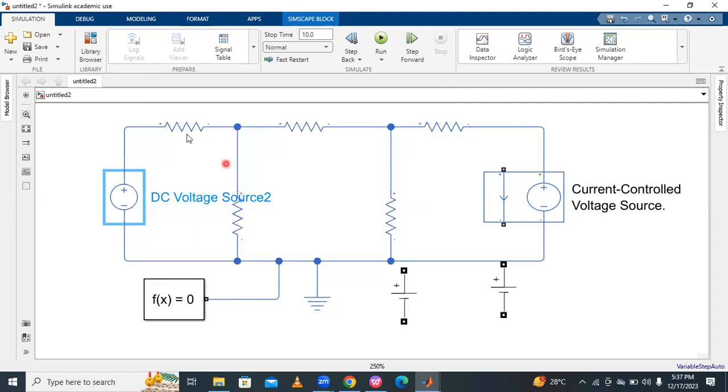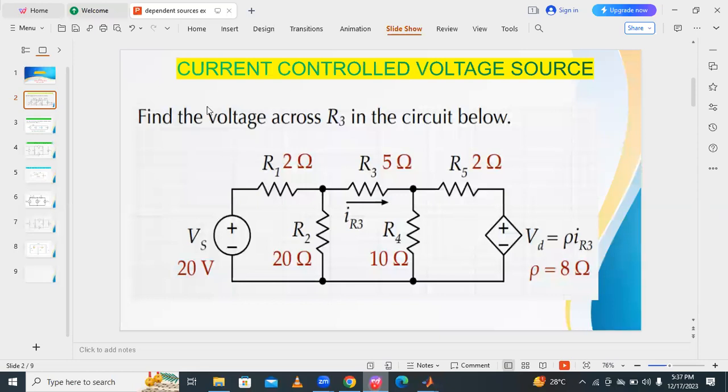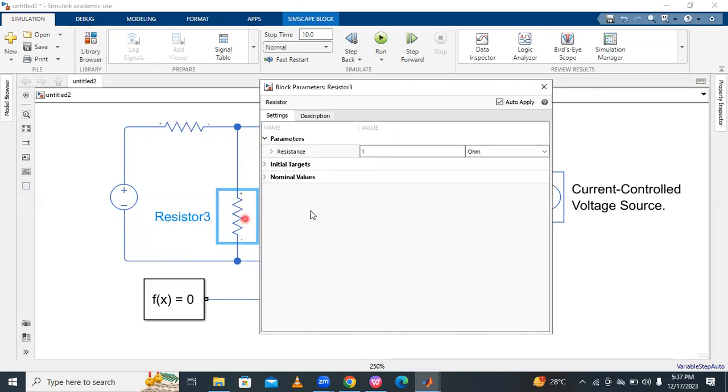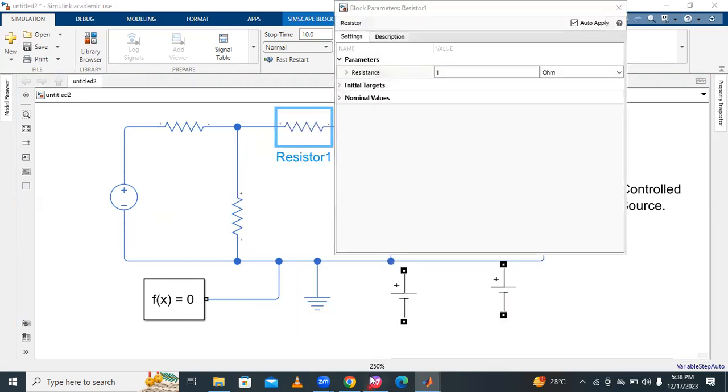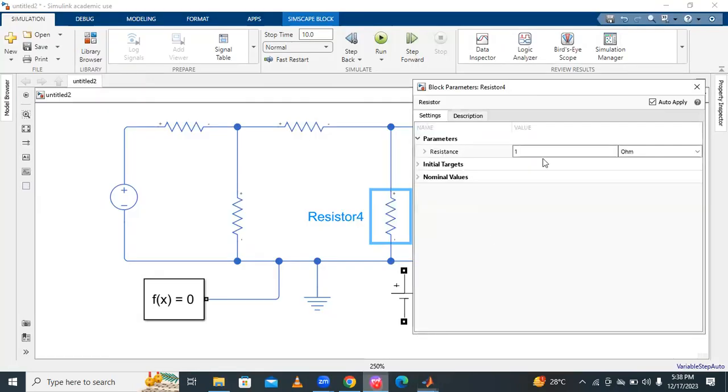This is the DC voltage source. In a similar way, we have to change the values of the resistances. The DC voltage source is 20, and the next is 5 ohms, then 2 ohms. The resistance of this resistor is 2 ohms. Then close. And here, what is the resistance? 20 ohms. And here? 5 ohms. Change to 5 ohms. And this resistance also, 10 ohms.